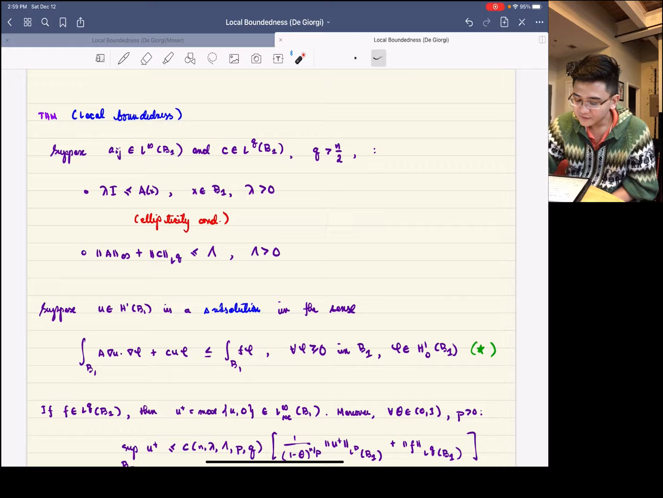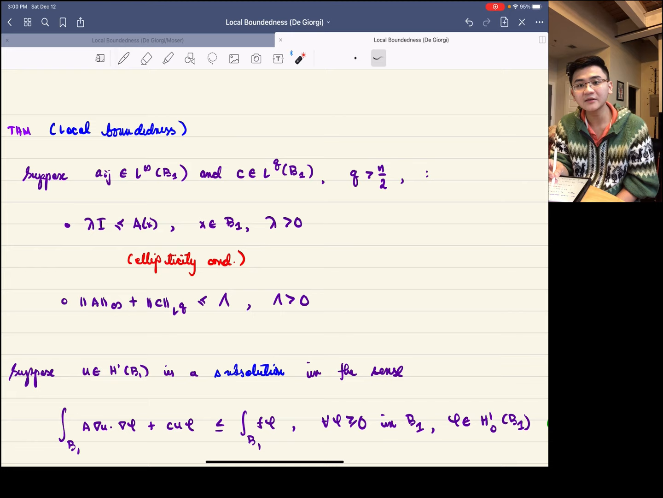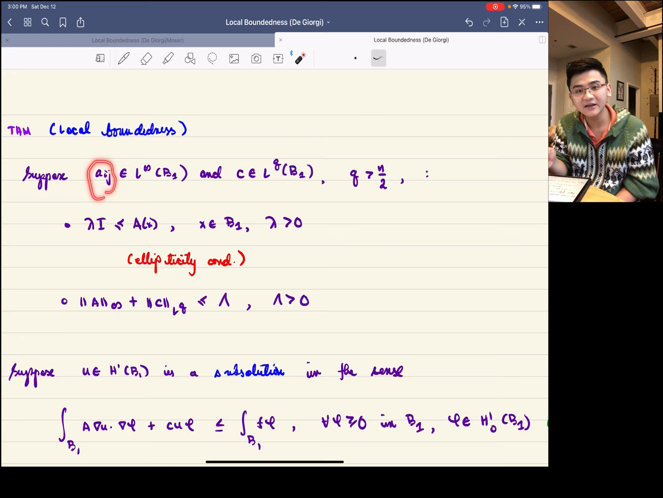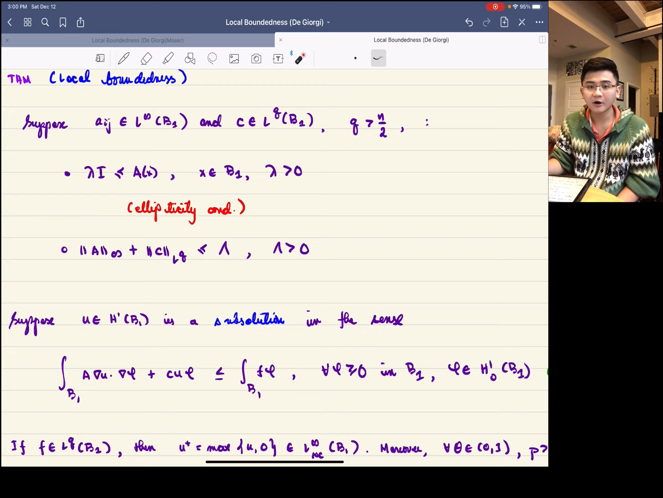So what it says is, we have here local boundedness. Suppose the coefficients are in L infinity B1. Note that since it's in L infinity, we're already assuming that it's measurable. So we have measurable bounded coefficients. C is in LQ for Q bigger than N over 2. And suppose that the matrix A, which consists of these coefficients A, I, J, satisfies an ellipticity condition. We already know what this means. Suppose that this is true for any x in B1 and lambda positive. And suppose we have a condition on how big A and C are: the L infinity norm of A plus the LQ norm of C is bounded by some positive constant lambda.